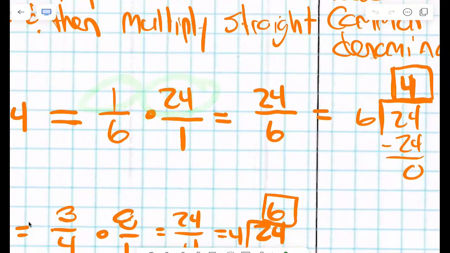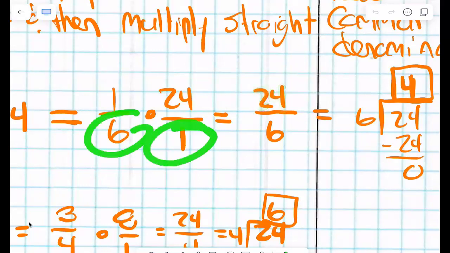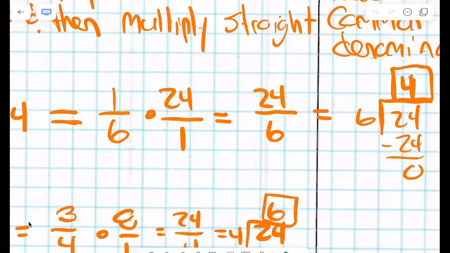the top number by the top number. Those are called what? Numerators. So 1 times 24 is 24. And then you multiply the bottom number by the bottom number. Those numbers are called denominators. Which is 6.